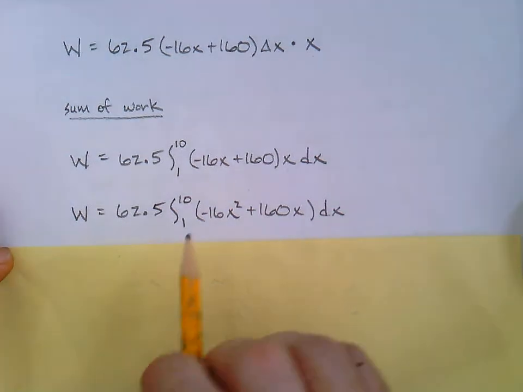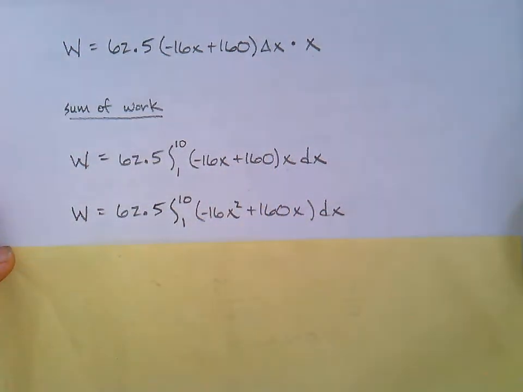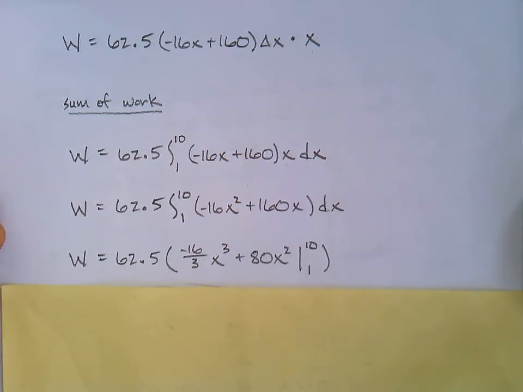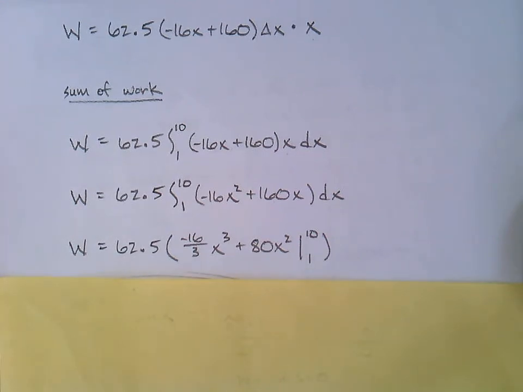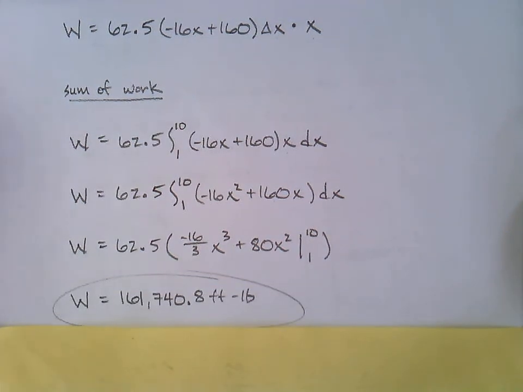From there, not too hard to get this, right? Distribute your x and integrate: 62.5 times the quantity negative 16 over 3 x to the third plus 80x squared from 1 to 10. And I'm just going to go ahead and tell you the final answer. Plug in your 10, plug in your 1, and you'll get 161,740.8 foot-pounds. The numbers we get in the problems in this section are huge because we're dealing with these massive objects and tanks and chains and everything else.